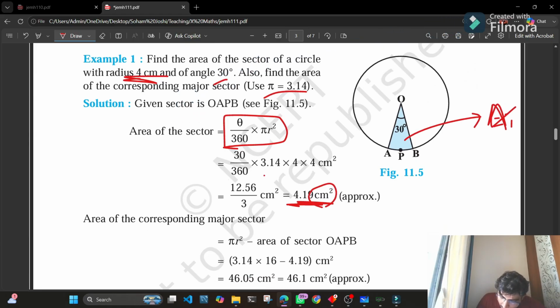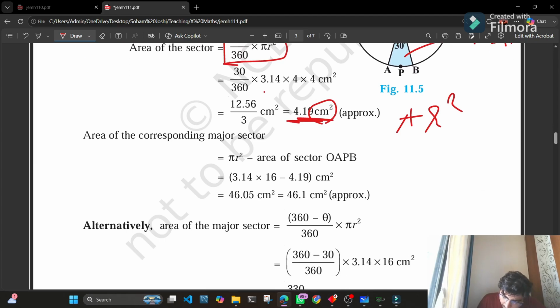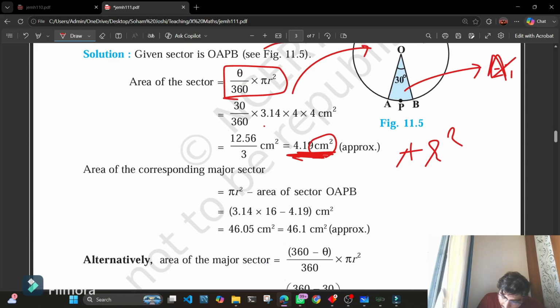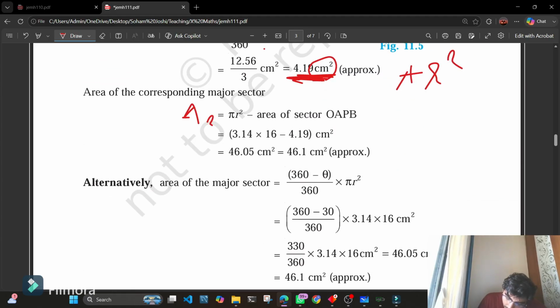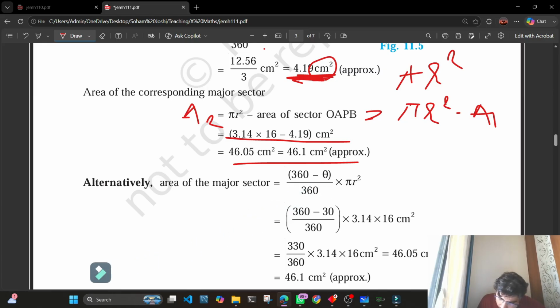Now we can calculate the total area, that is pi r square. If we subtract this area, we get the corresponding area of the major segment. Let's say that is A2. So A2 is equal to pi r square minus A1. So again, substituting the values, we get its answer as 46.1 centimeter square.